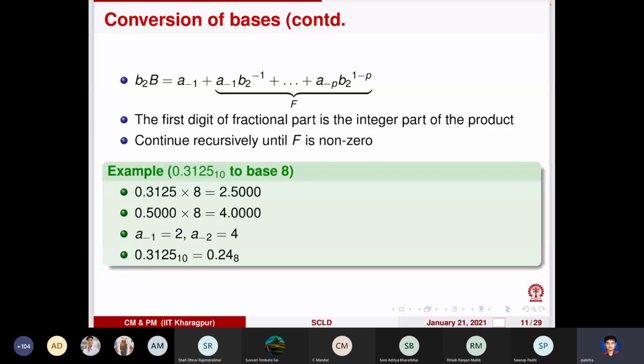0.24 base 8. So the reverse process, you keep on multiplying, retain the integral part, and the fractional part you multiply again by 8, just like we are doing for quotient and remainder. So basically, given a number which has both an integral and fractional part, we have to process them separately by these two different methods and get the answer.